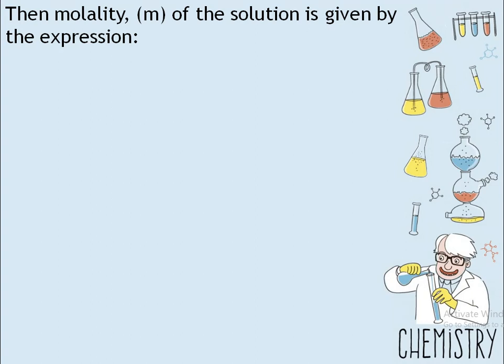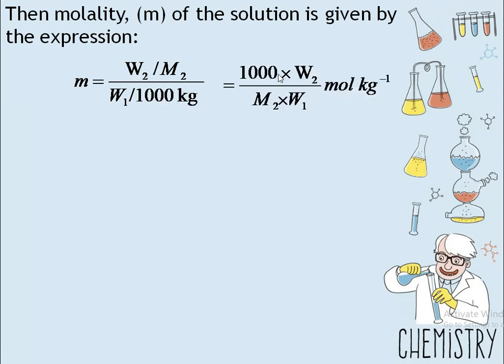Then molality, that is small m of the solution, is given by the expression m. Molality is equal to the number of moles of solute, meaning mass of solute divided by molar mass of solute, divided by mass of solvent in 1 kg, which is W1 divided by 1000 kg. So we can write this as 1000 into W2 divided by M2 into W1 mole per kg.